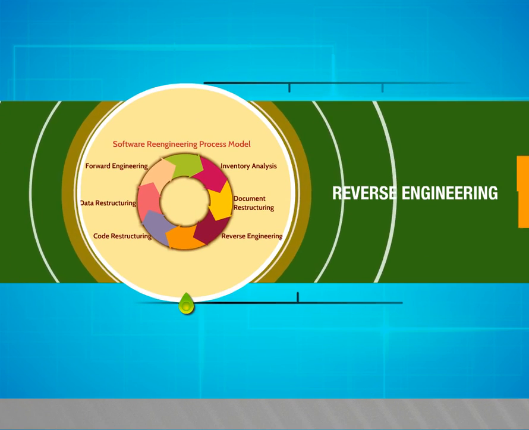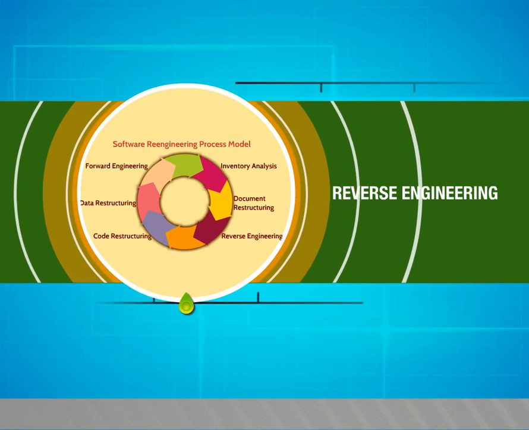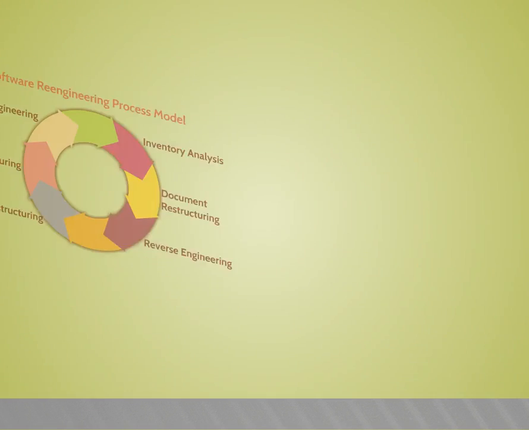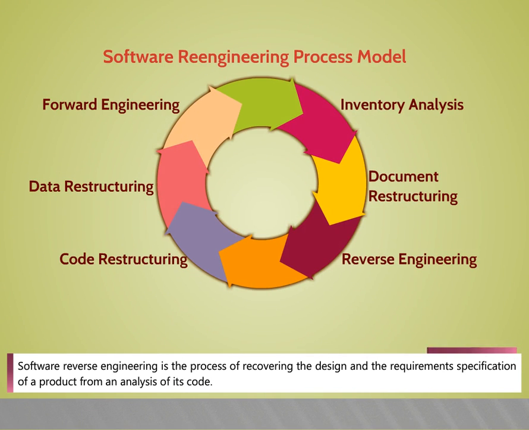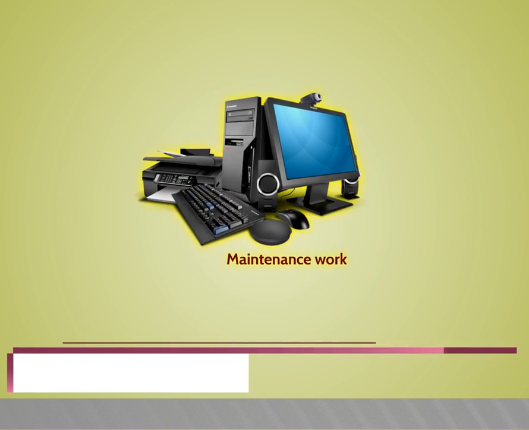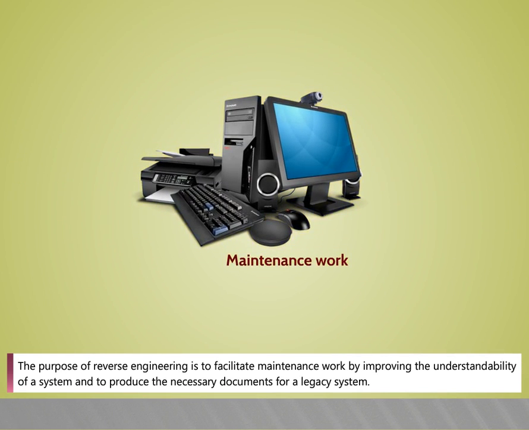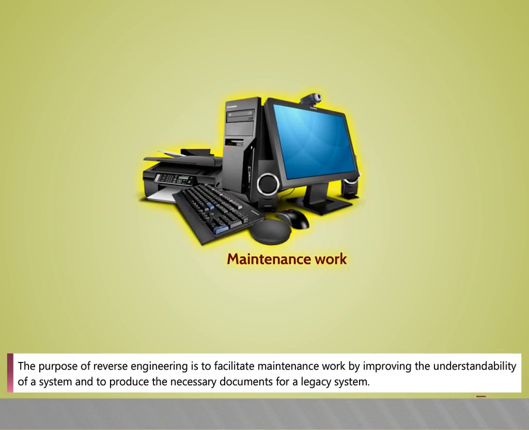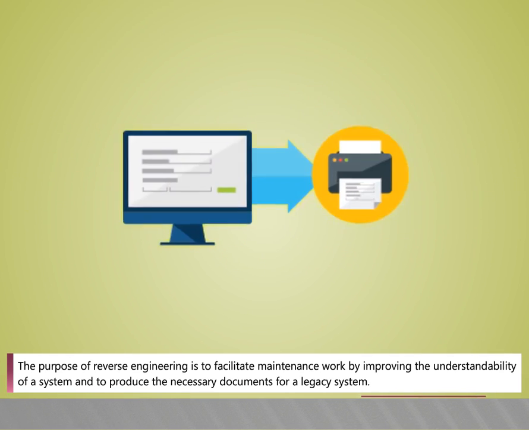Reverse engineering. In this video, we are going to see about reverse engineering. Software reverse engineering is the process of recovering the design and the requirement specification of a product from an analysis of its code. The purpose of reverse engineering is to facilitate maintenance work by improving the understandability of a system and to produce the necessary documents for a legacy system.